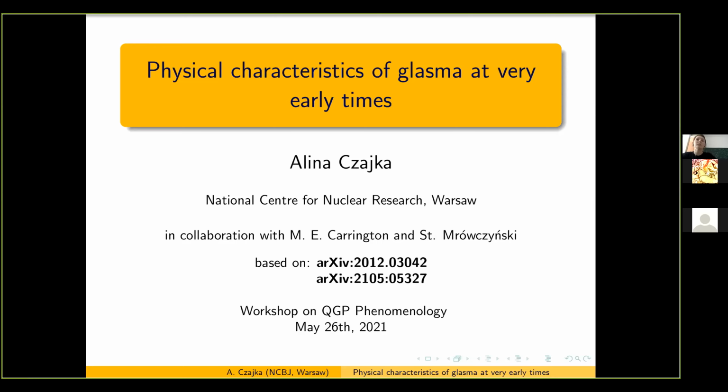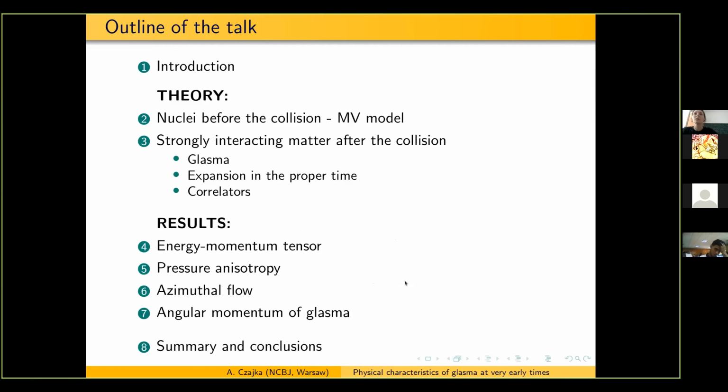I will be talking about physical characteristics of glasma at very early times. This is work done with Margaret Carrington and Stan Rubczynski, and it's based on our recent papers. Here is the outline of the talk. After a short introduction and motivation, I will present the theory side and then the results. On the theory side, I will just focus on the main theoretical tools which are needed to understand early time dynamics, and I will only sketch these main ideas.